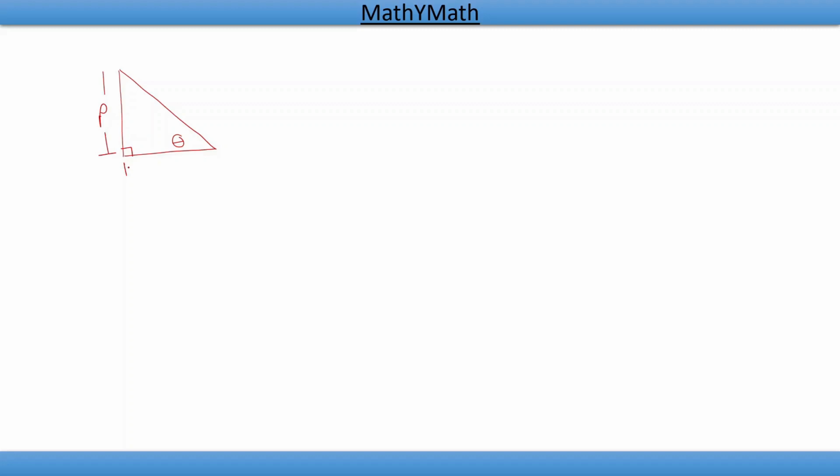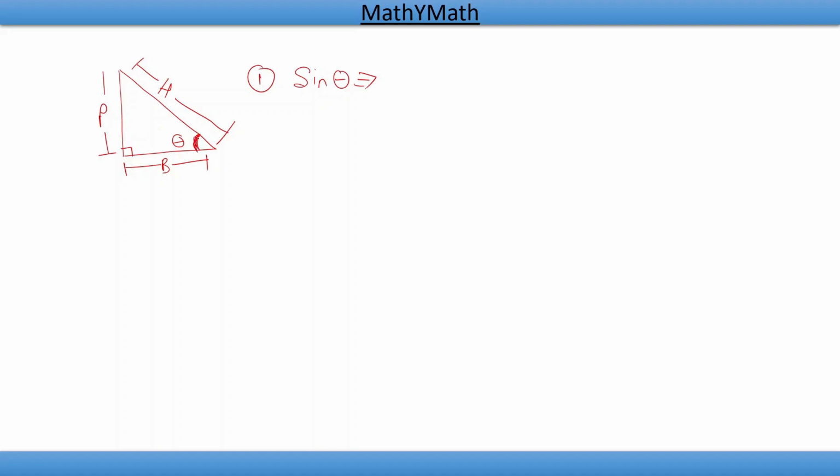I am using the initials. This is your base B, and this is your hypotenuse H. Okay, so the first ratio which we study in this is sin theta. That is your first ratio. Now what is sin theta? Sin theta, this theta. I'm talking about this theta.